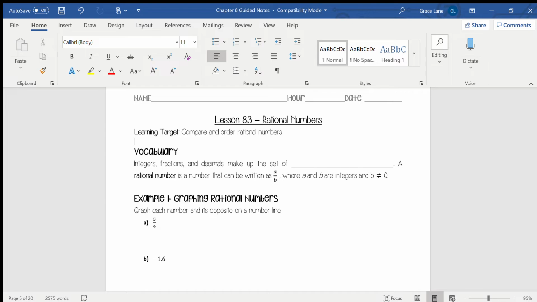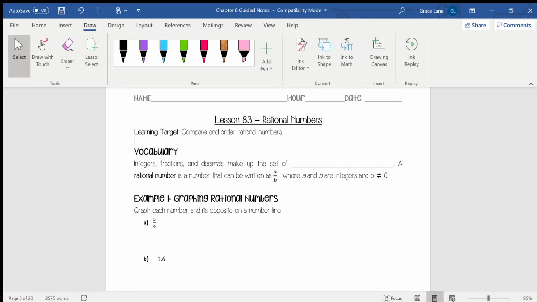And so whole numbers are just plain positive numbers, including 0, like 1, 2, 3, 4. Integers include -1, -2, plus the positive numbers. And then rational numbers now include fractions and decimals. And so if you look at your vocabulary section, integers, fractions, and decimals make up a set of rational numbers.